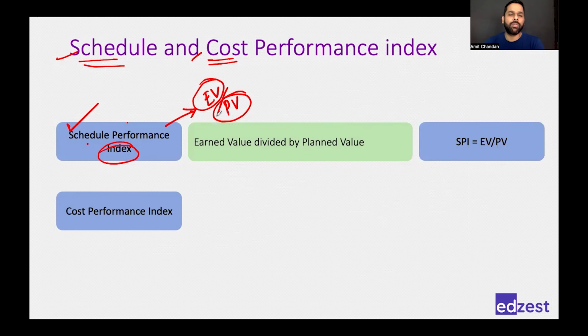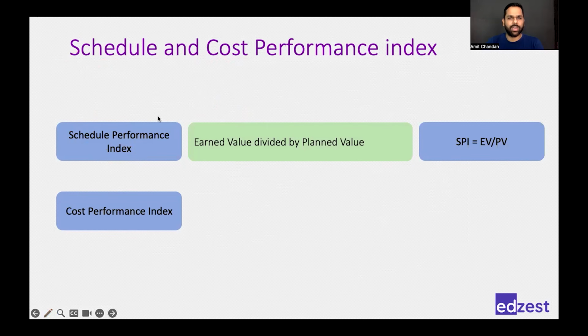What would be the cost performance index? Anyone? Very quickly, please. Yes. Anyone? Earned value by actual cost. Right? Actual cost. How do we come to know about the cost performance? By comparing earned value and actual cost. And because it's an index, that's why we are dividing.